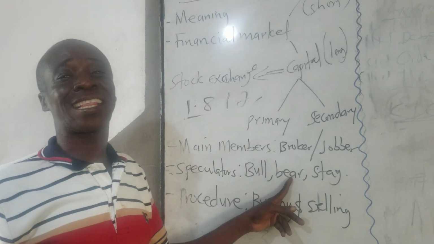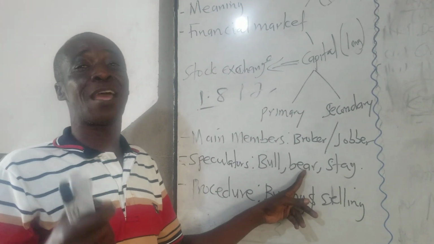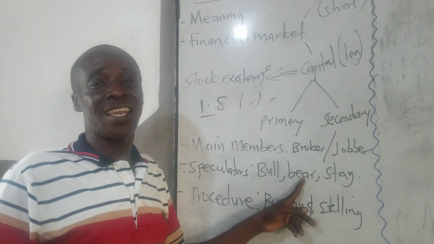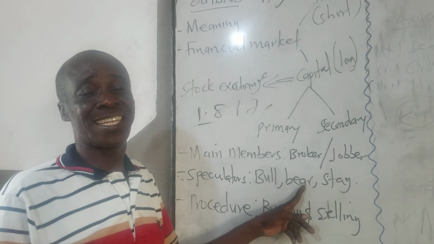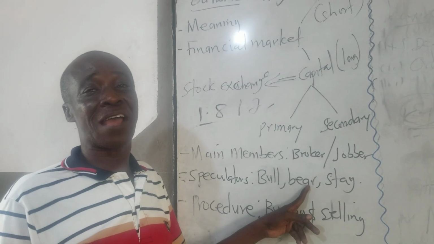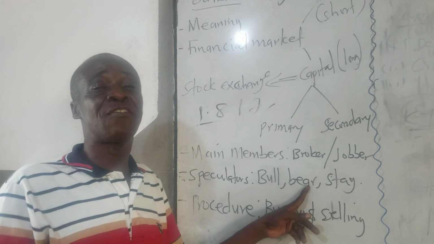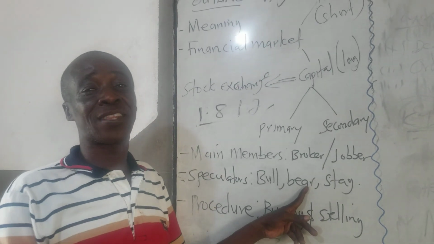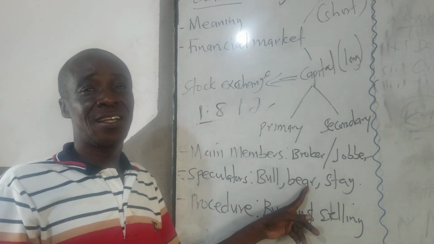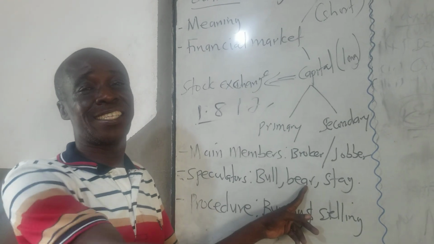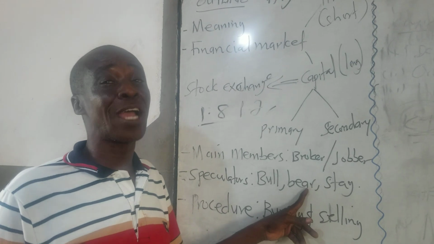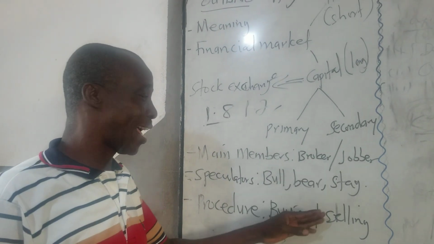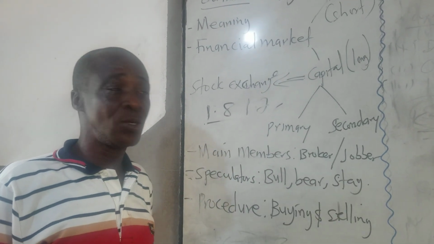And when that anticipation comes, the bear will sell the shares they have now. If he has shares now, and it is now 5 Ghana cedis per share, he will sell it, so that if the price falls to, let's say, 3 Ghana cedis, he will buy it back at 3 Ghana cedis and make the profit of the difference, which is 2 Ghana cedis per share. So that is that. And the stag, we said they deal in new shares.